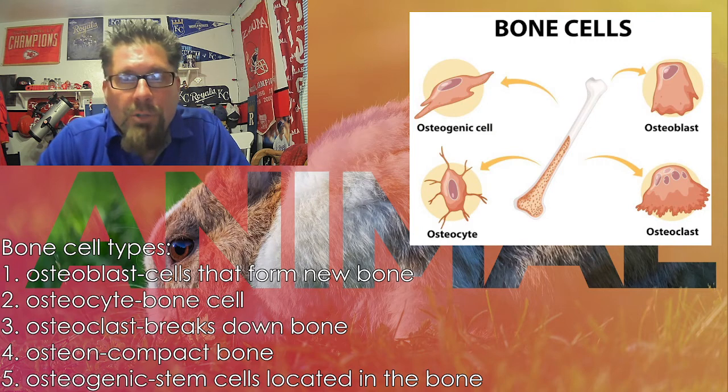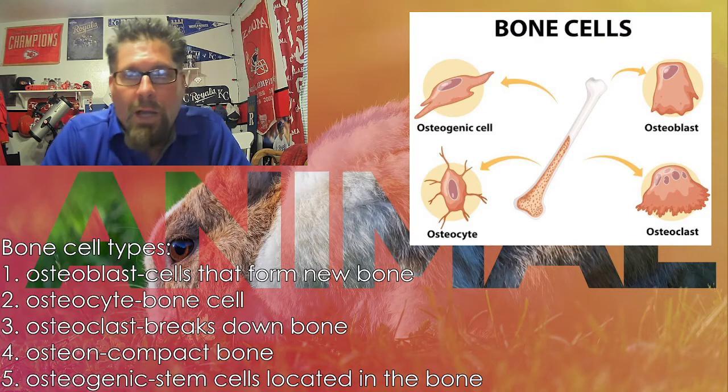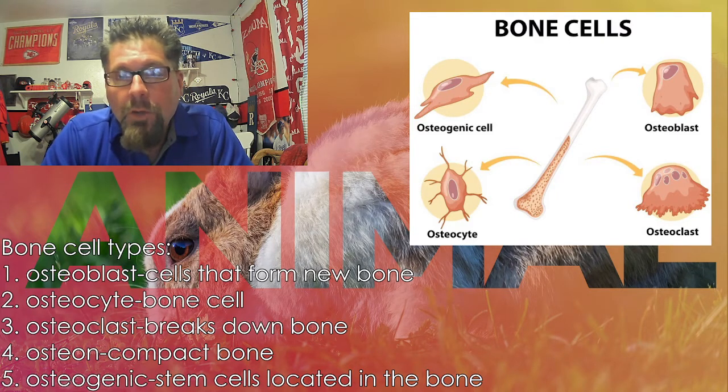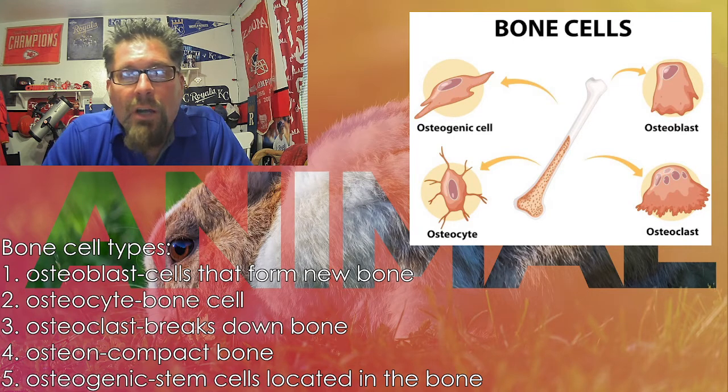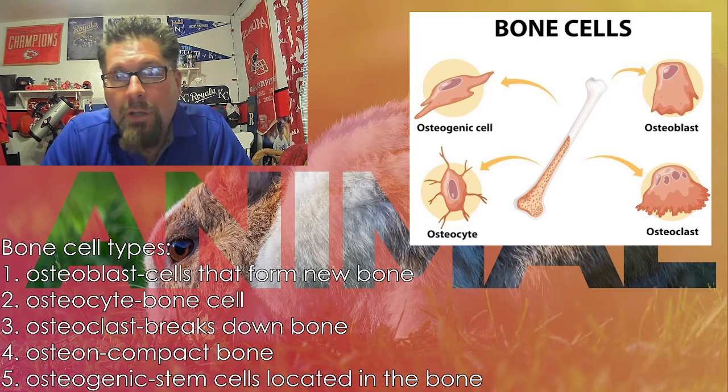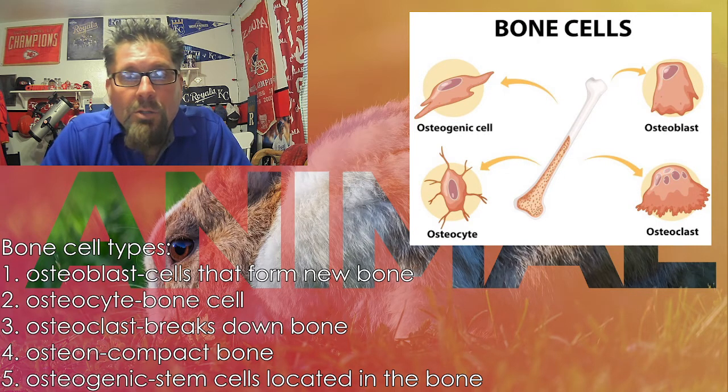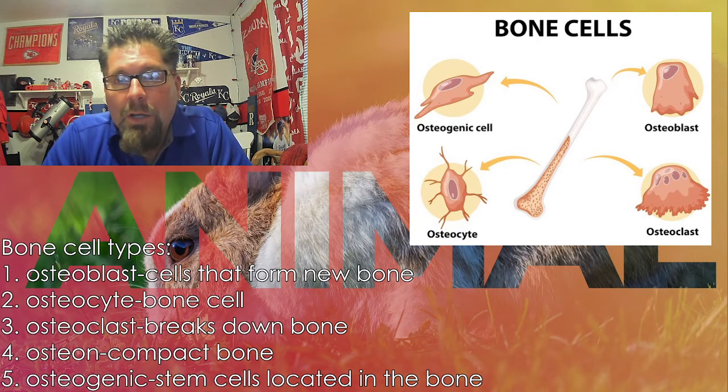But that's the osteogenic cells. That's the stem cells that are located within bone. They can give rise to the osteoblast. I referred to earlier the suffix of blast. These are cells that make the new material for whatever the tissue might be. In this case, it'd be bone.